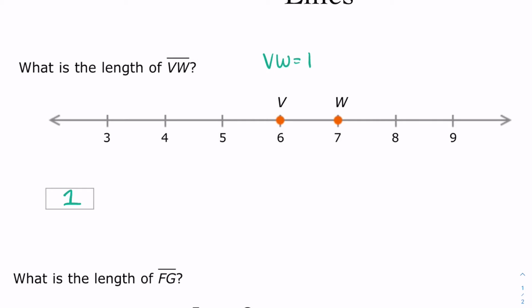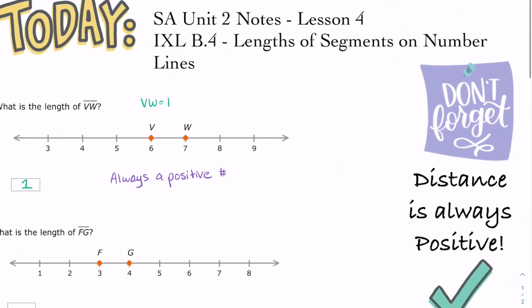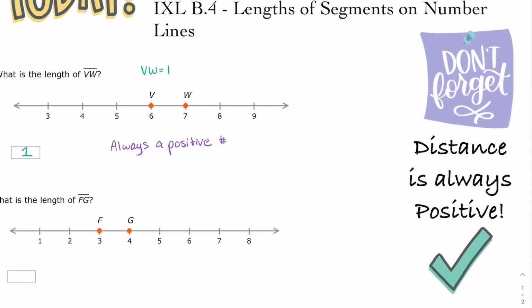Notice I'm not using this symbol here because that's naming it. This is an equality. So we're saying it has the length of 1 unit. So the answer here is 1. And just remember, we're always going to get a positive number. Always a positive number. And why? Why is it always a positive number? Because distance is always positive.